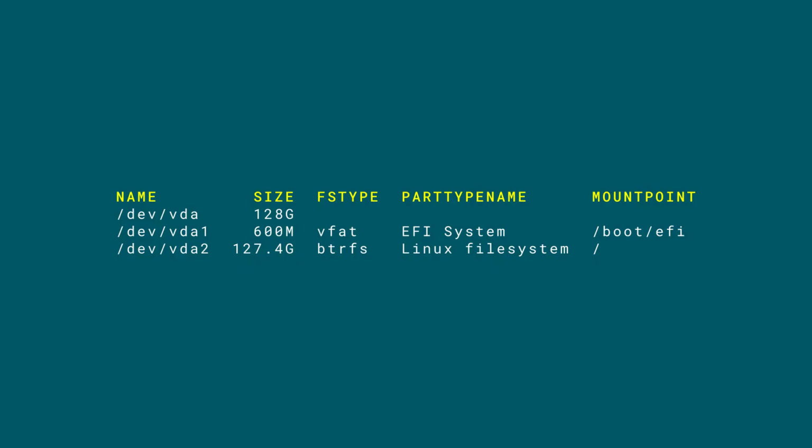For this guide, I will use a hard disk with a capacity of 128 gigabytes. I will create a 600 megabyte EFI system partition and use the remaining disk space to create a partition for the Btrfs volume. Fedora also creates a swap on ZRAM during boot, so no separate swap partition is required.